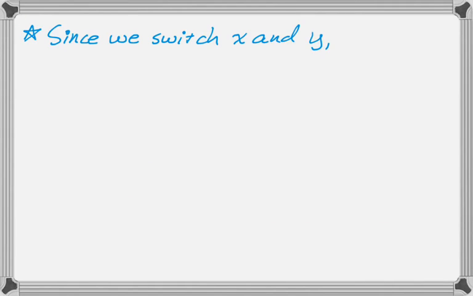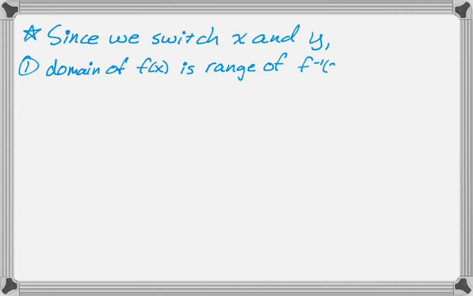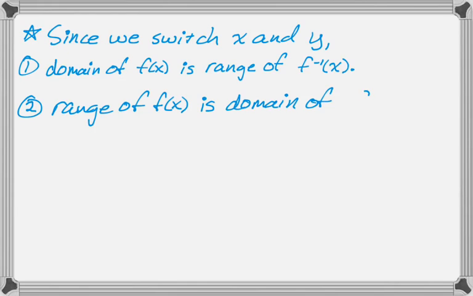If you notice, what we're doing is we're switching x and y. If you switch x and y, a relationship develops. The relationship is first, the domain of f of x, the original, becomes the range of f inverse, because we switched x and y. And another thing, the range of f of x is going to become the domain of f inverse of x. And again, that's because we switched x and y. That second one is actually really important, and we have to keep track of that.